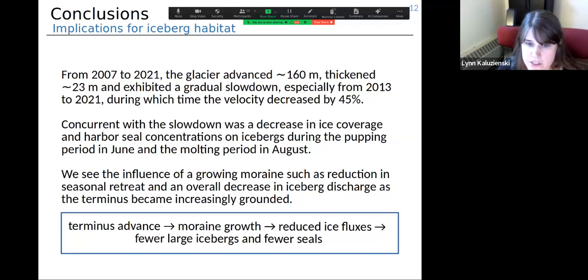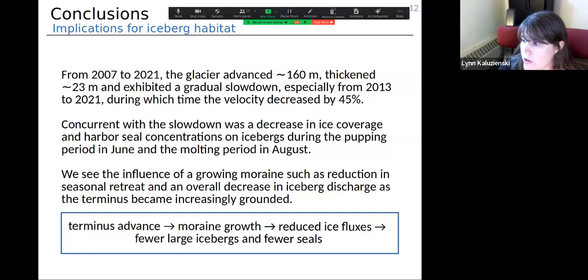We've also seen the influence of this growing moraine. So we've seen a reduction in seasonal retreat, and overall we've seen iceberg discharge decrease. This is due to the fact that the terminus is increasingly grounded. And even though we've seen that there's less ice in the fjord, we haven't noticed any changes in the iceberg size distribution.